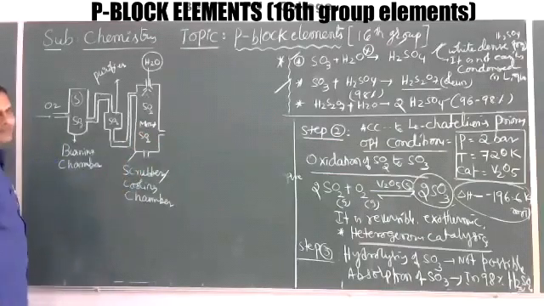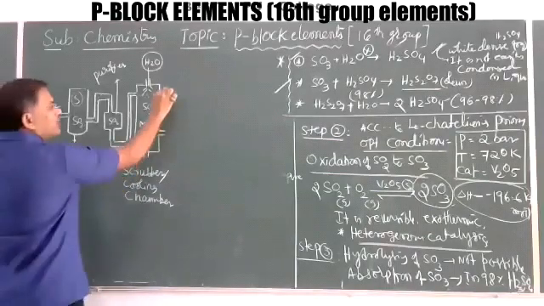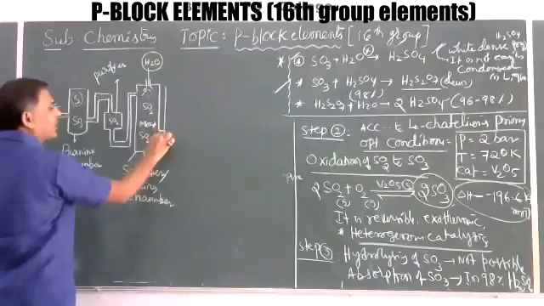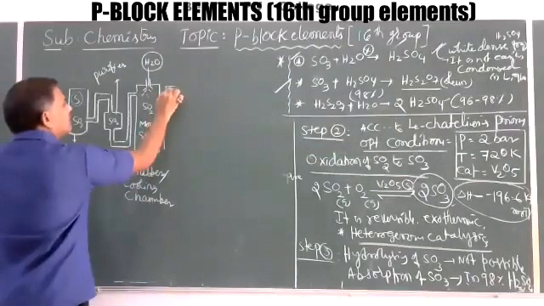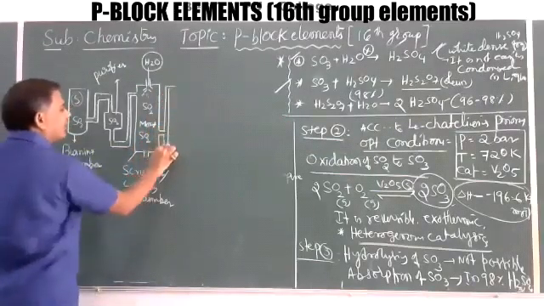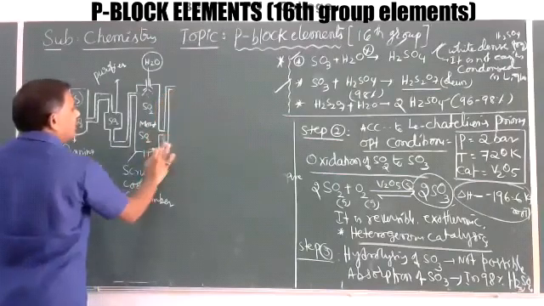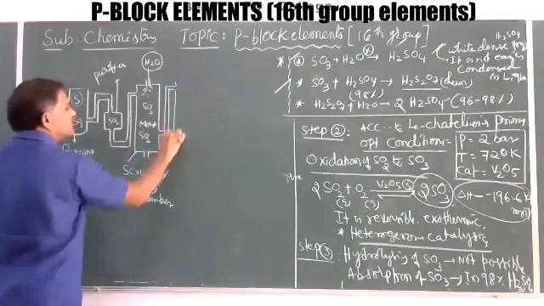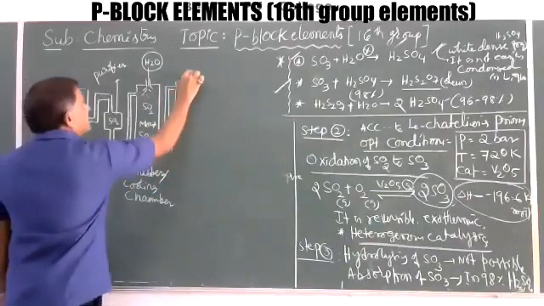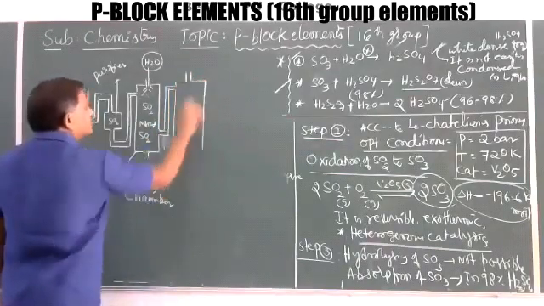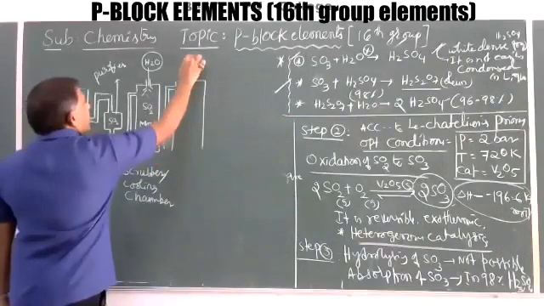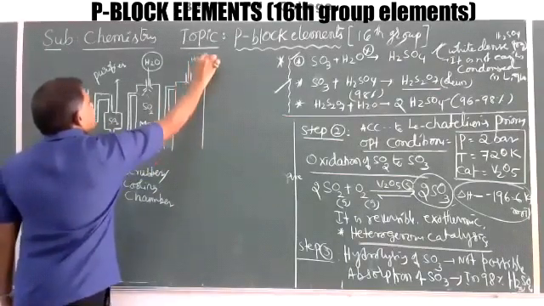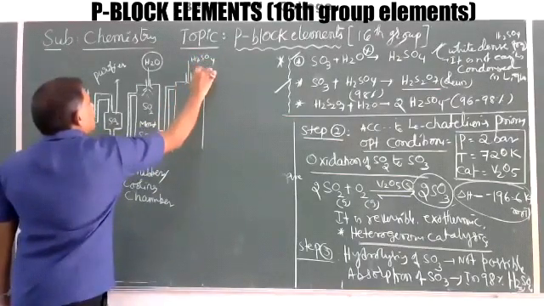sulfur dioxide. To remove the moisture, this is passed through one more tower. That tower is here. We pass this moisturized sulfur dioxide through a drying tower. Here we use already prepared sulfuric acid to remove the moisture.